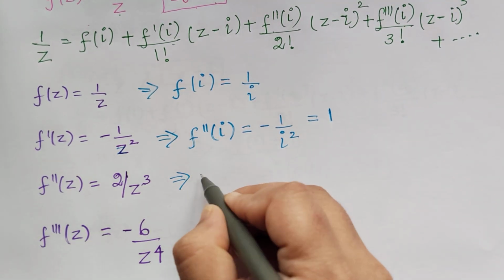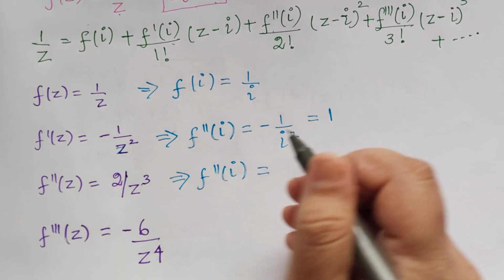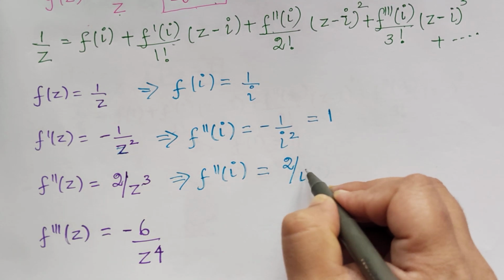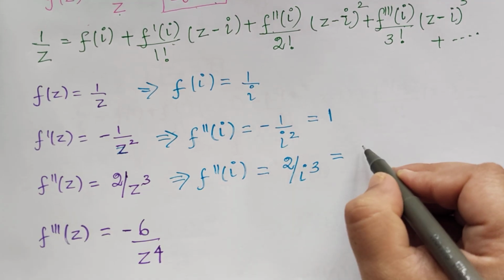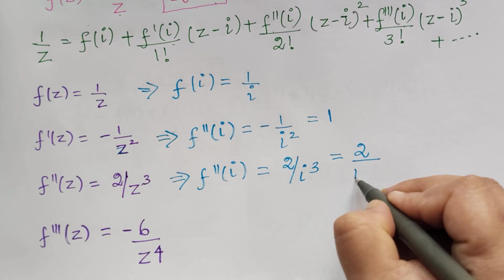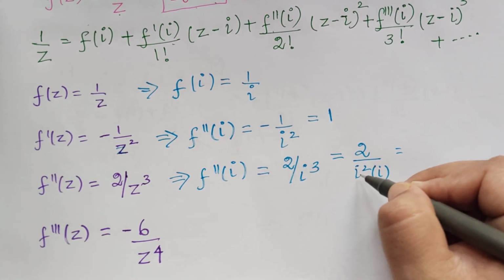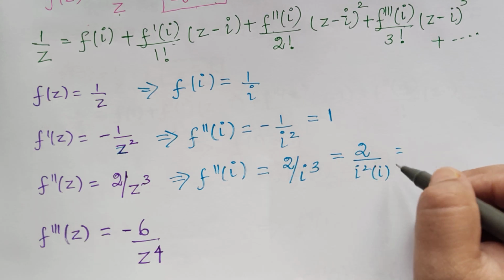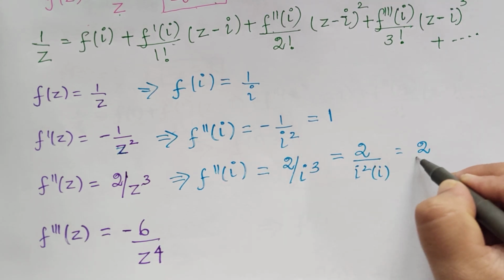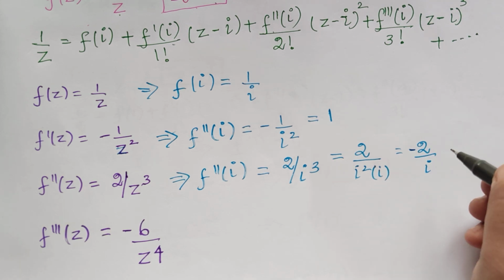And from this f double dash of i we have to find, so that will be equal to 2 by i cube. 2 by i cube can be written as 2 by i square multiplied with i, which is equal to, i square is minus 1, and we will be having 2 by i, actually that minus i will write here.